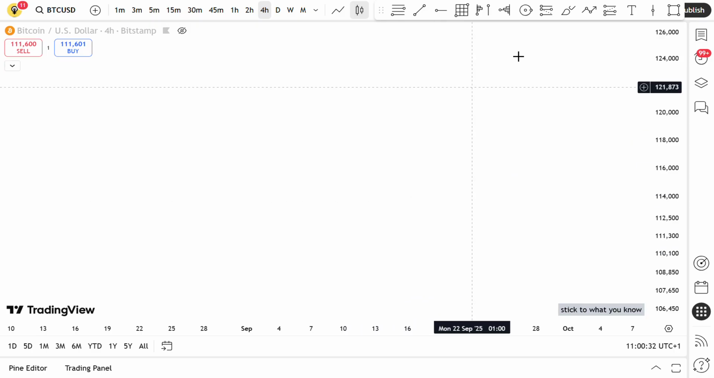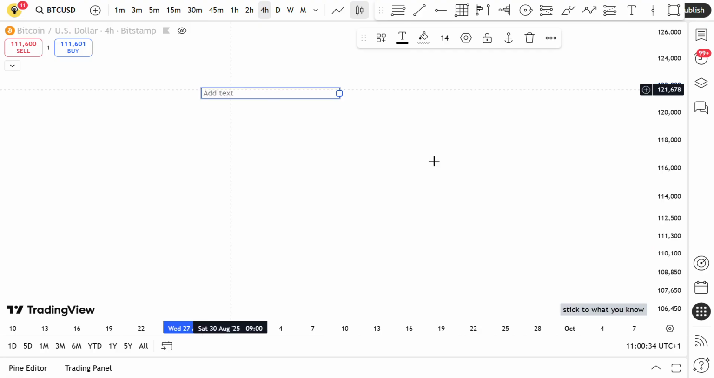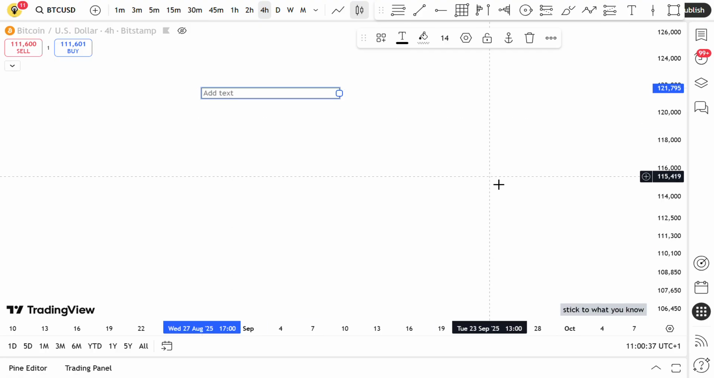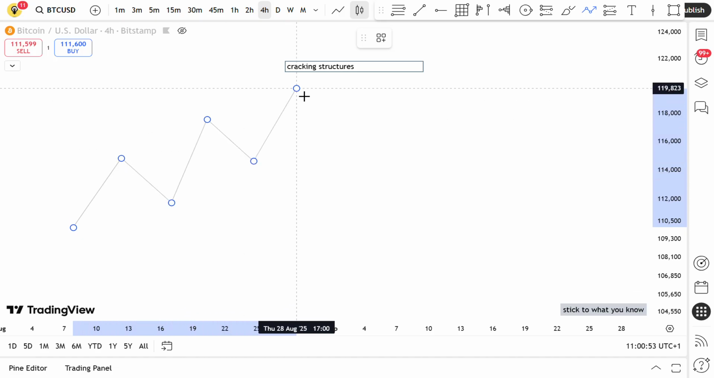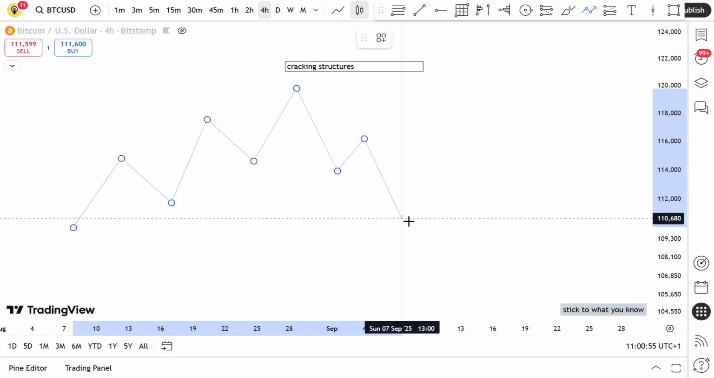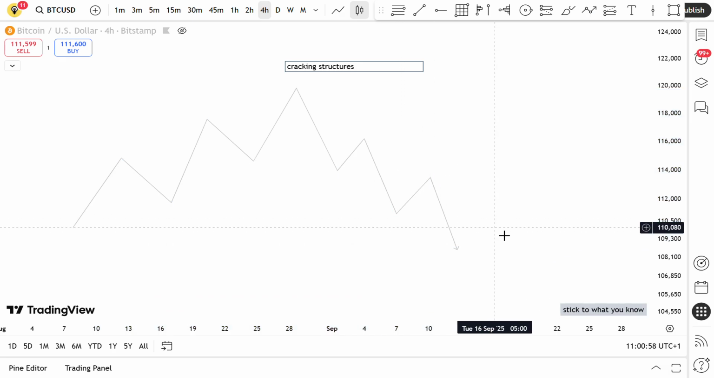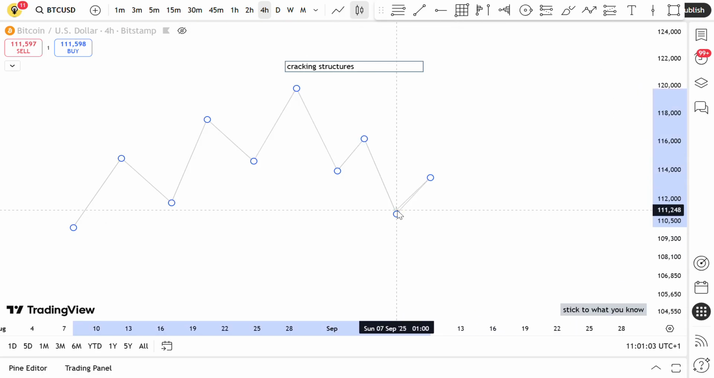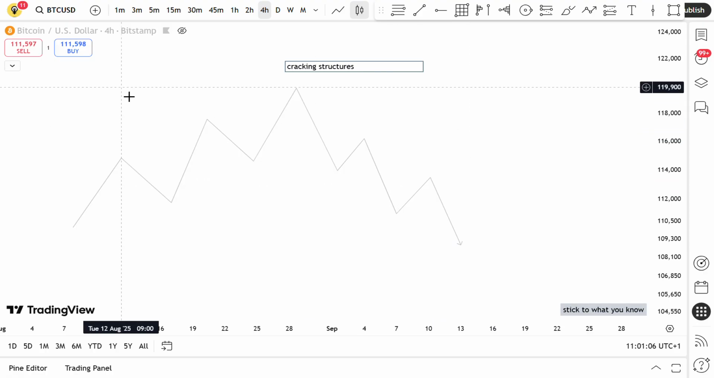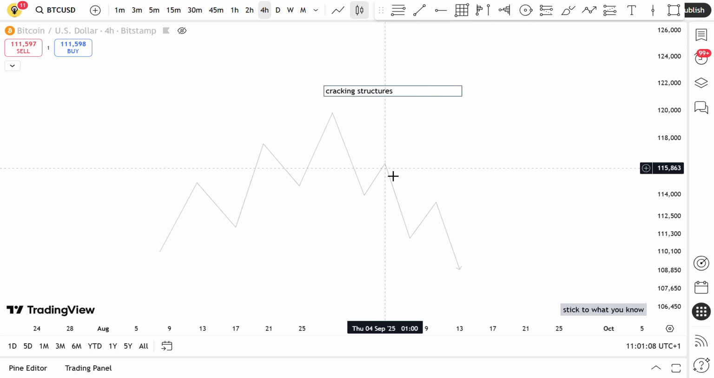So today I want to get my strategy right, and the first thing I'm doing is cracking structures. To crack structures, you first have to understand market structure. This is an uptrend, and this is a downtrend. This is the whole of everything. This is structure itself.